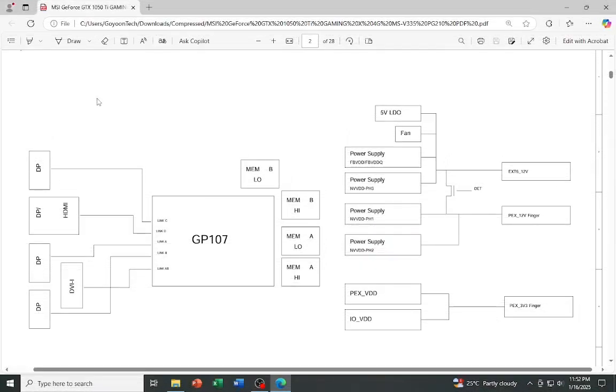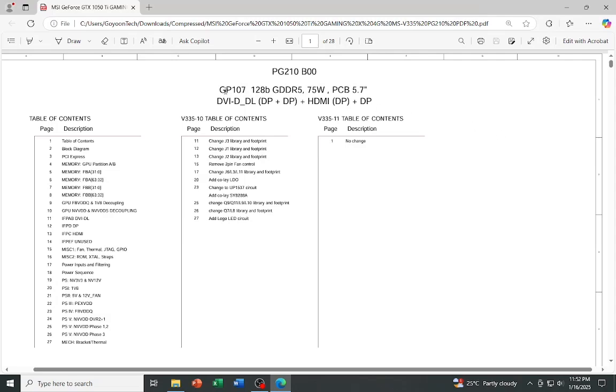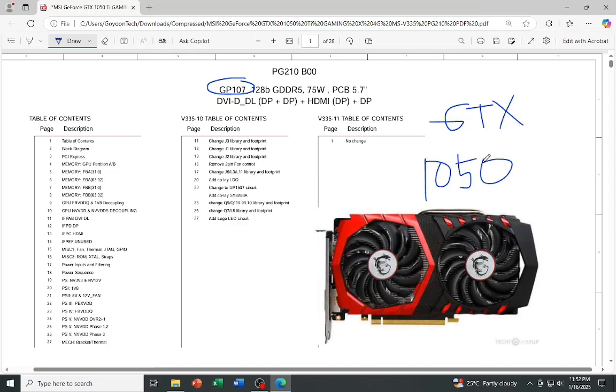Hello everyone, in today's video I will show you the block diagram of a GPU. I will discuss the block diagram of this GPU, which is GP107. It is a GTX 1050 Ti from MSI.